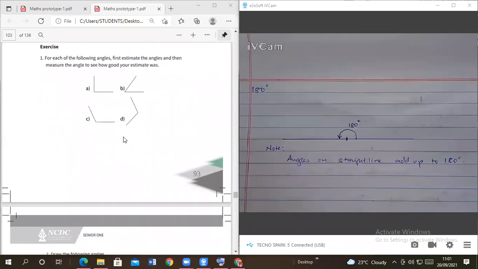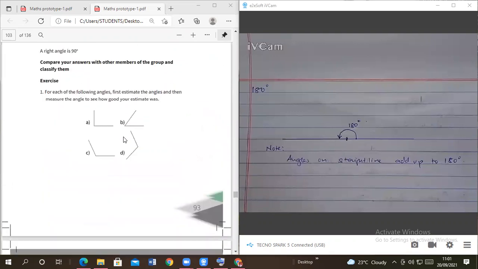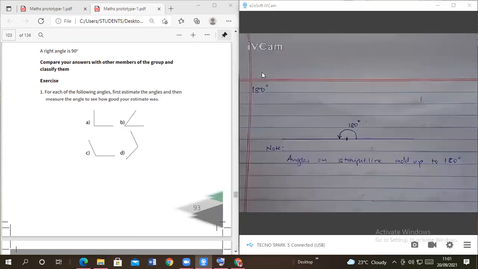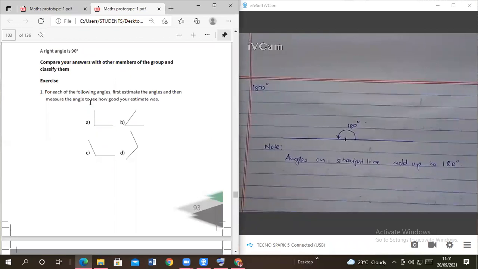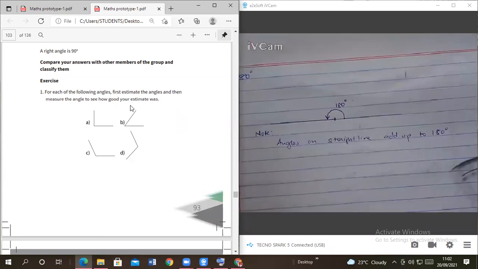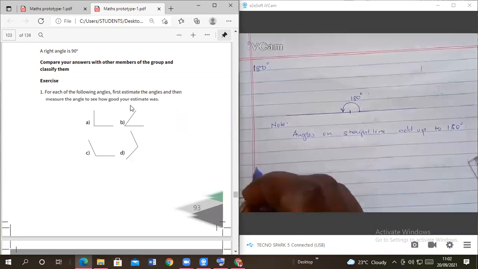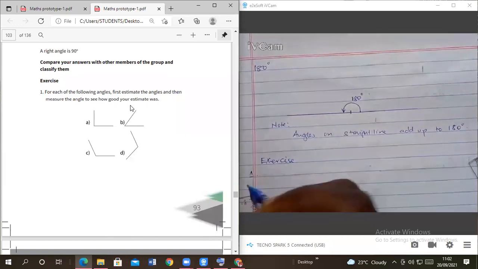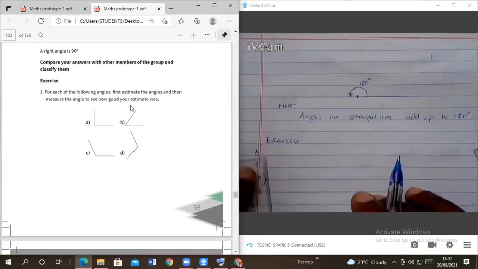Okay, so now you have an exercise here. I don't know how many minutes are remaining, but you have this exercise. They are saying that for each of the following angles, first estimate the angle and then measure the angle and see how good your estimate was. So members, this is what we are going to do. Are we together in the exercise that you have? In that exercise, number 1, I want you to draw part A. Draw for me part A the way it is.